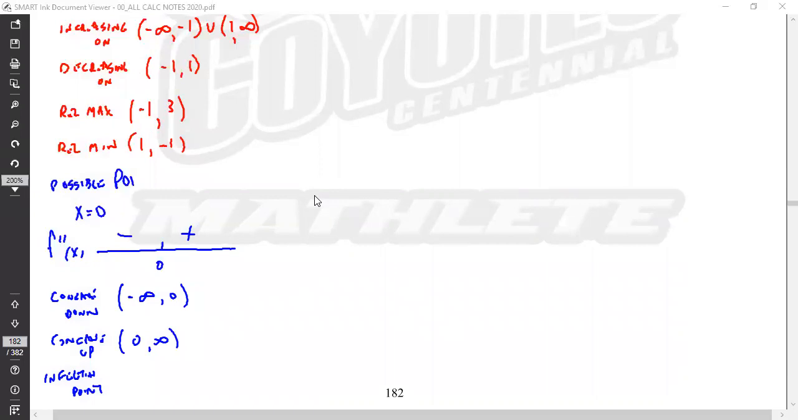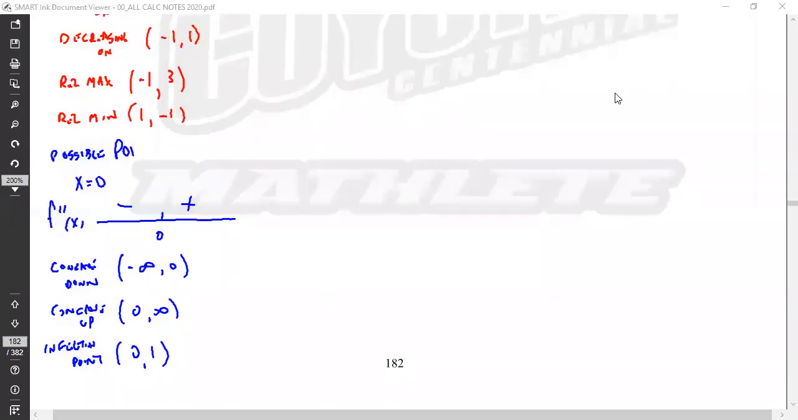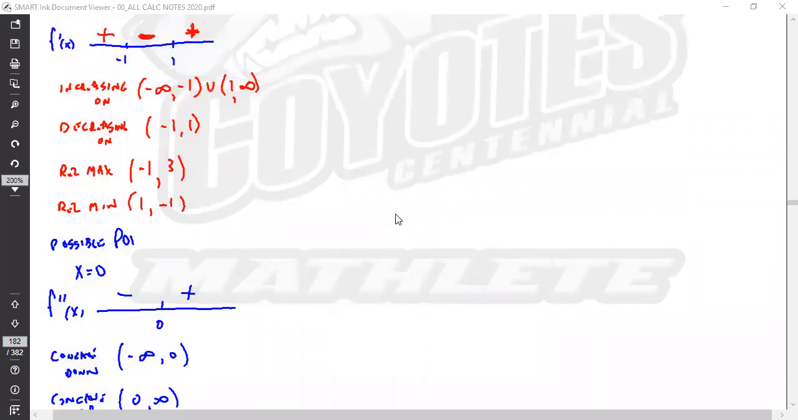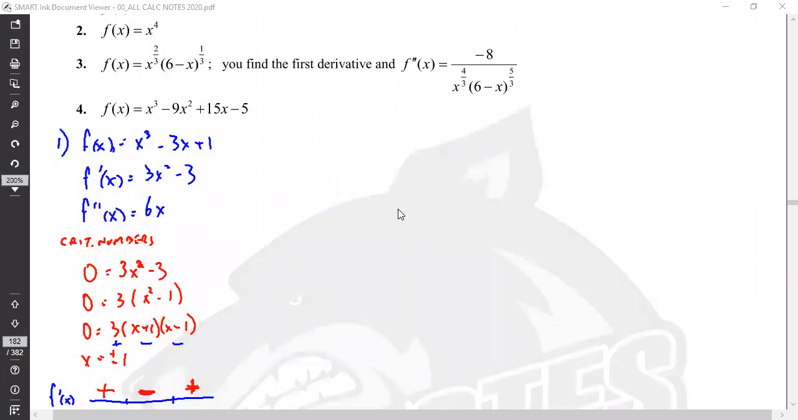We have an inflection point at (0, 1). Okay, so that's it for question number 1. We have determined our relative extrema, our concavity, and any inflection points for the following functions. So we move on. Question number 2.